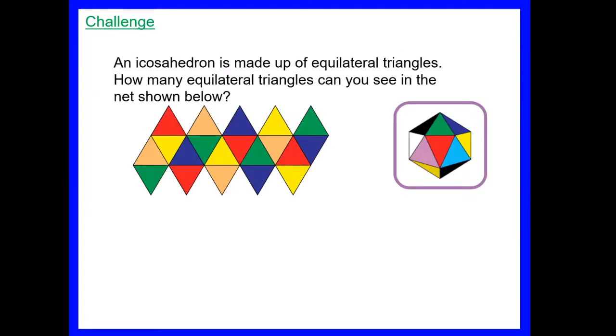Okay, so finally for today then, our challenge question. We have an icosahedron, which is made up of equilateral triangles. How many equilateral triangles can you see in the net below? So pause the video, have a go at finding as many equilateral triangles as you can.